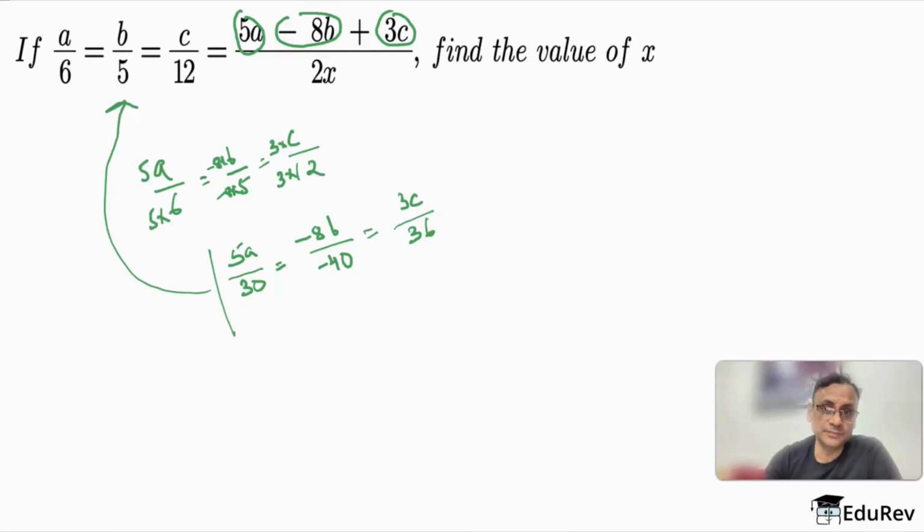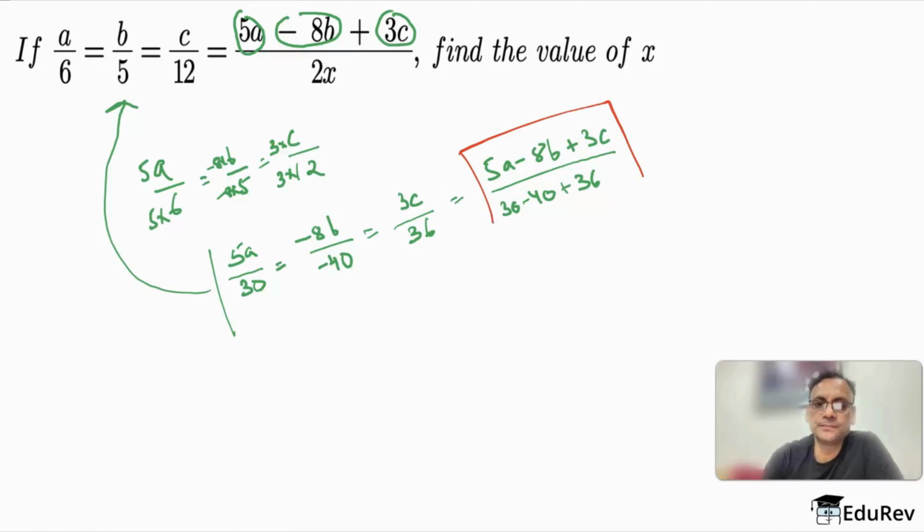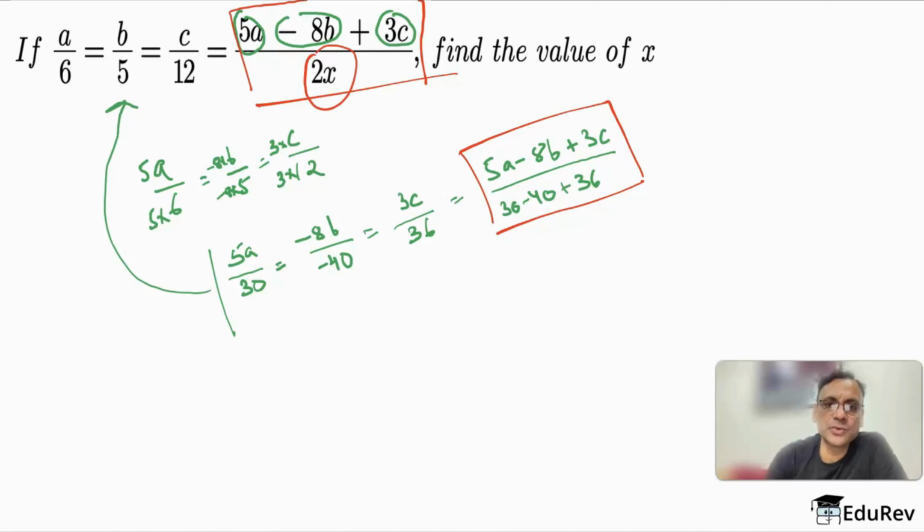Now using the summation, you know that this fraction will be equal to the sum of all the numerators upon the sum of all the denominators. Let's add all the numerators. (5a - 8b + 3c) upon (30 - 40 + 36). This is what I get. And now if you compare this portion with this portion, you can see that your numerator matches, so the denominator also should match. So this 2x has to match with what we see here.